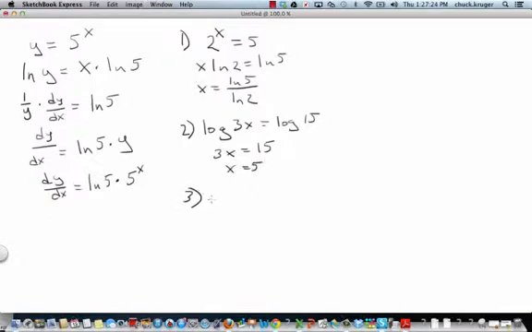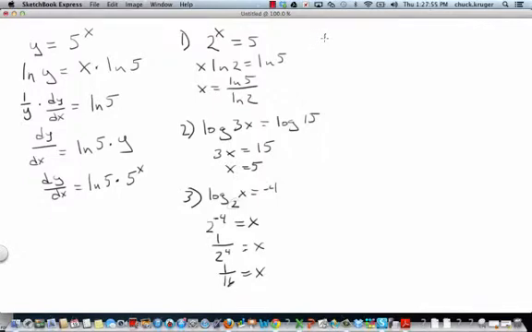Problem number 3, I have the log base 2 of x equals negative 4. Well, this negative 4 is an exponent, and this 2 is the base, so I can write that as 2 to the negative 4 is equal to x. That's 1 over 2 to the 4th, because the negative exponent means I have a fraction. And 1 over 2 to the 4th is the same as 1/16. So 1/16 is equal to x.